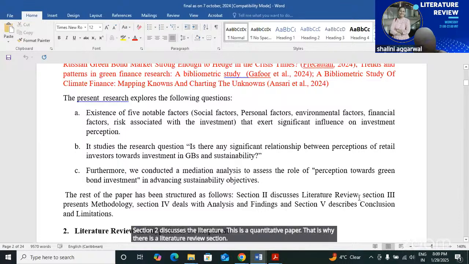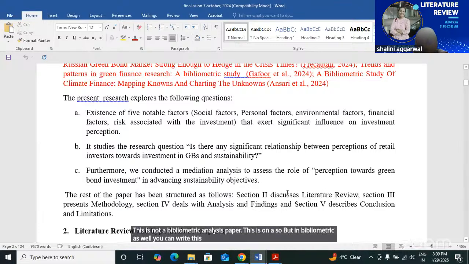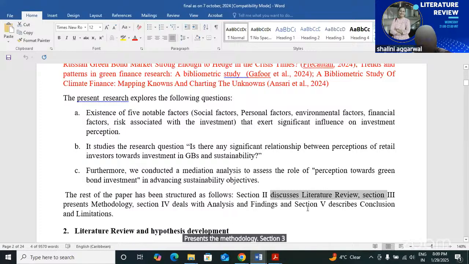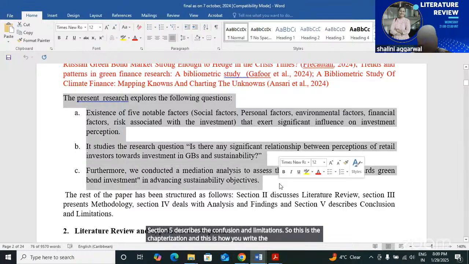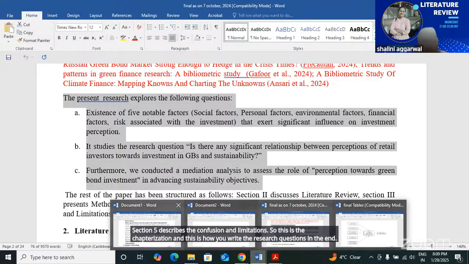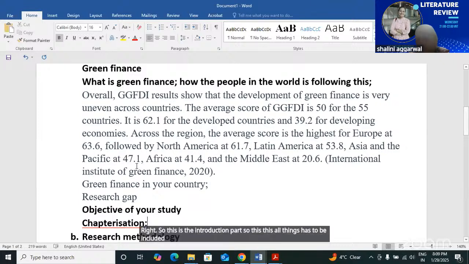This is not a bibliometric analysis paper. In bibliometric as well you can write this, but in section 2 you can write over here that it presents the methodology. Section 3 deals with analysis and findings, and section 5 describes the conclusion and limitations. So this is the chapterization, and this is how you write the research questions in the end, right? So this is the introduction part. All these things have to be included in the introduction part, right?